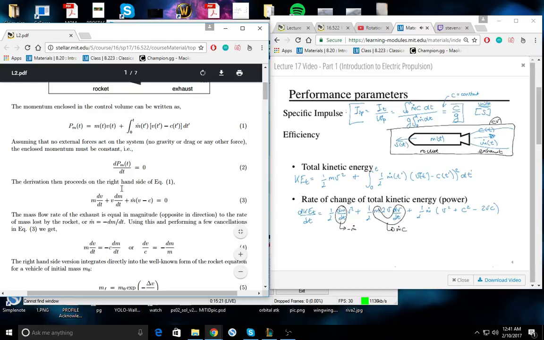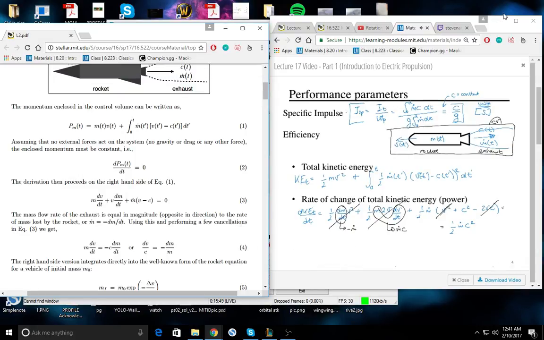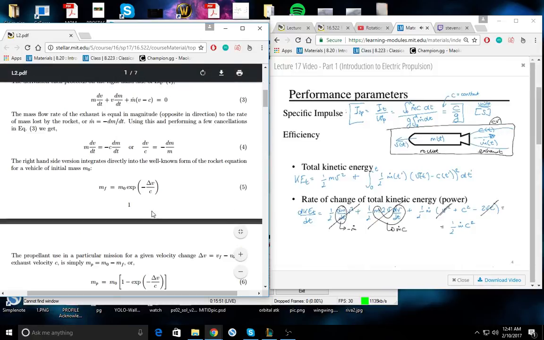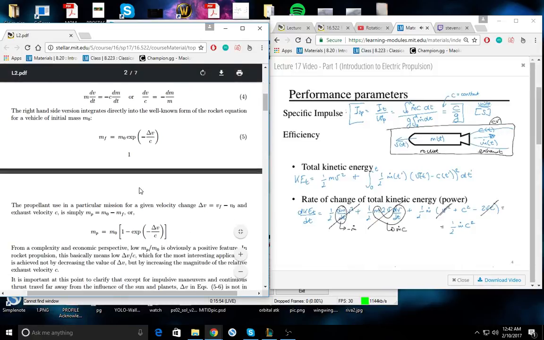And now we can cancel a few of the terms. So the first term cancels out with this one here. The second term cancels out with the last one. And then the total kinetic power of the rocket exhaust system is simply 1/2 of m dot c squared. So this is an interesting result in that the total kinetic power of both equals the relative kinetic power of the exhaust jet, 1/2 m dot c squared.